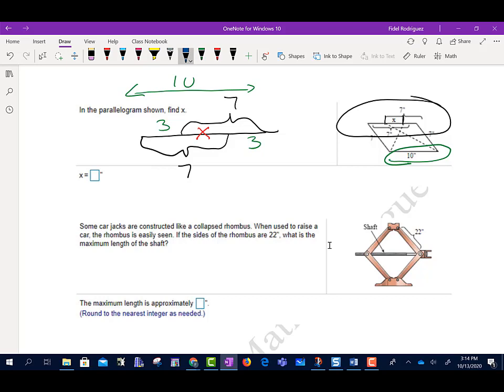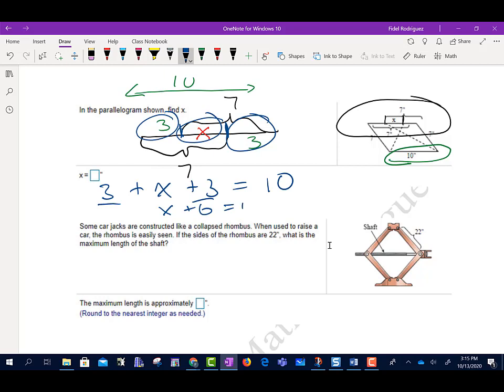So if I look at what I have here, I have this piece here, and this piece here, and this value I know is 3, and this value I know is x, and this value I know is 3. So that tells me that 3 plus x plus 3 has to add up to 10. So 3 and 3 is going to give me 6. So x plus 6 has to add up to 10. And if we subtract 6 on both sides, we end up with x is equal to 4. Okay.